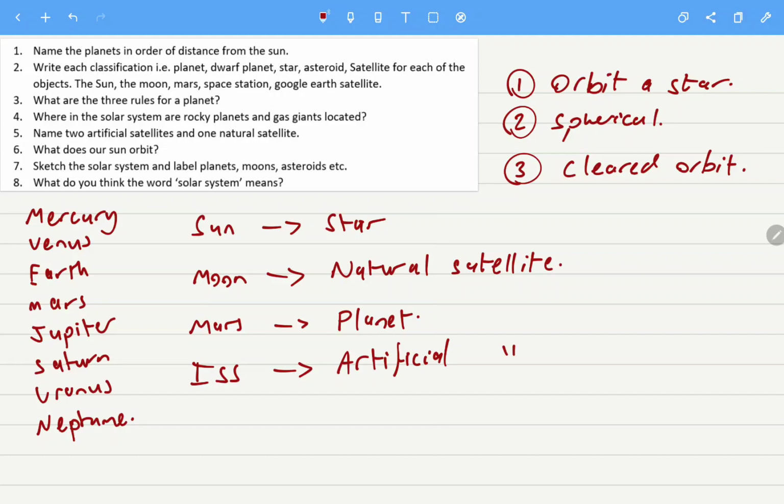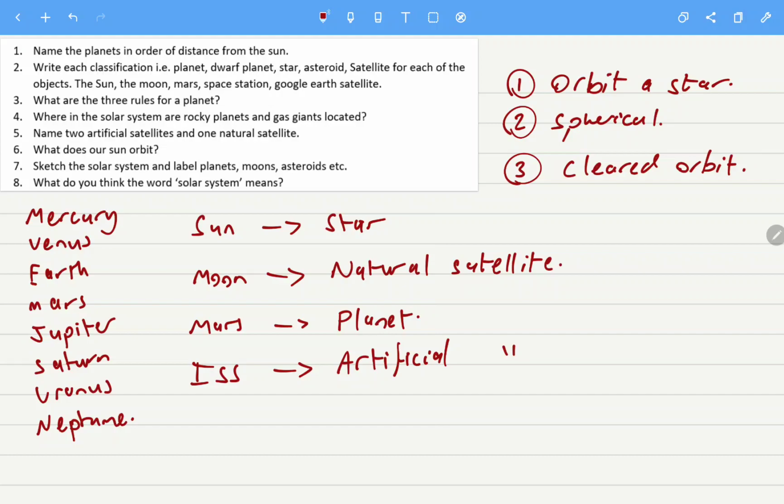Number 7 says, sketch the solar system and label planets, moons, asteroids, etc. If you've sketched that, you can go back through the video and find the image somewhere. That's another task for you to do, because I'm not sketching it, it won't be the best. Finally, number 8, what do you think the word solar system means?